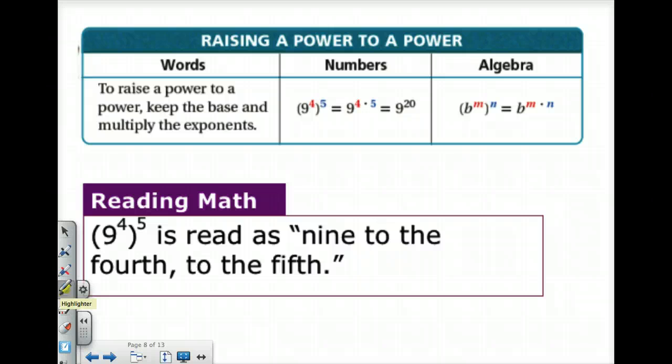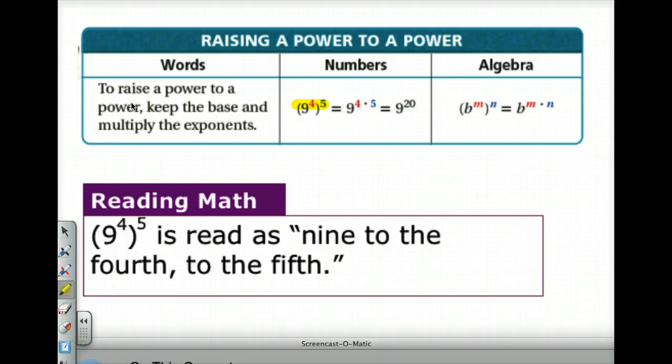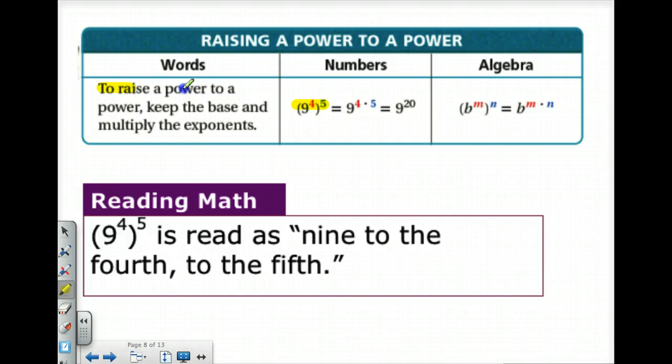So anytime we raise a power to a power, notice the problem. Let's take a look. We have the base of 9, and it's raised to 2 separate powers. To raise a power to a power, you're going to keep the base and multiply your exponents. So again, to raise a power to a power, you are going to keep the base and multiply your exponents.